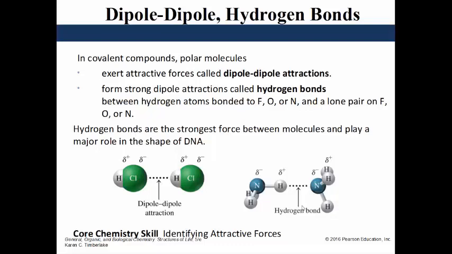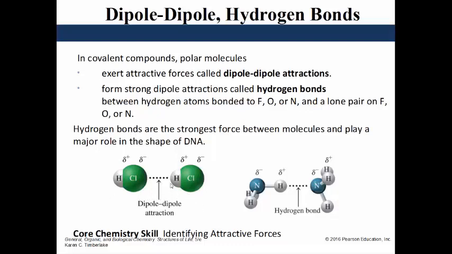shaping of DNA. DNA has a very helical or a spiral staircase shape to it, and the reason why you get that shape is due to hydrogen bonding between amino acids and the side chains within the DNA. So here's some examples: hydrogen chloride, nitrogen chloride.